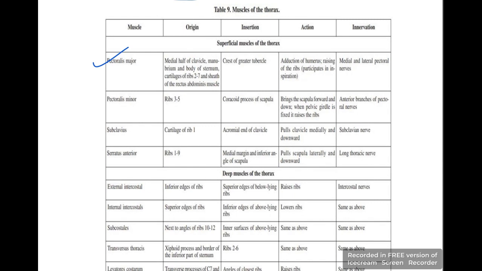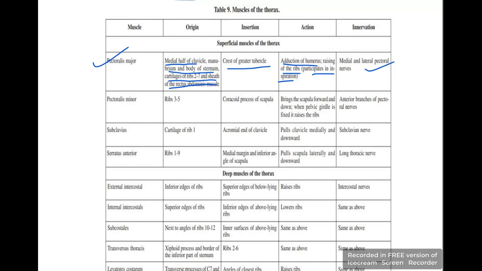Its origin is the medial half of the clavicle, manubrium and body of the sternum, cartilage of ribs 2 to 7, and sheath of the rectus abdominis muscle. And its insertion is the crest of the greater tubercle. Now, what is the action of this muscle? It helps in the adduction of the humerus and raising the ribs and participates in inspiration. Now, its innervation is the medial and lateral pectoral nerves.